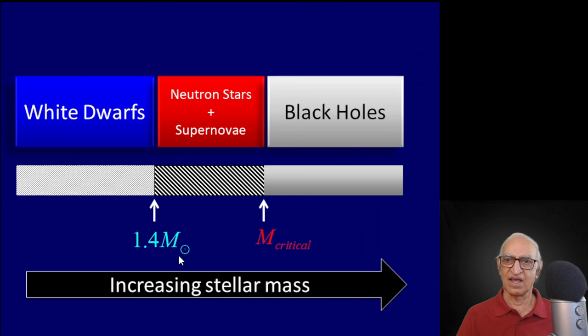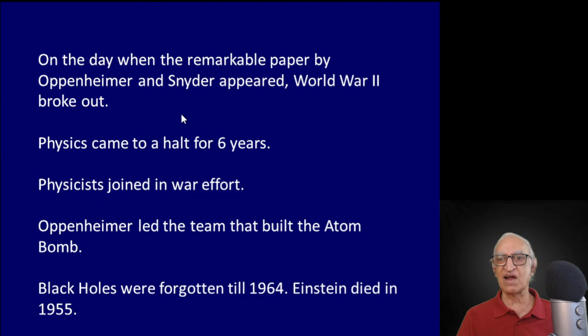So they concluded in 1939, Oppenheimer and Snyder, that stars with mass greater than a critical mass, which cannot end up either as white dwarfs or neutron stars, will have no option but to become black holes. On the day this remarkable paper of Oppenheimer and Snyder appeared in the prestigious journal Physical Review, World War II broke out. Physics came to a halt for 6 years.